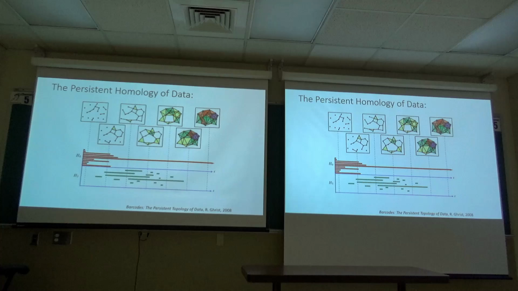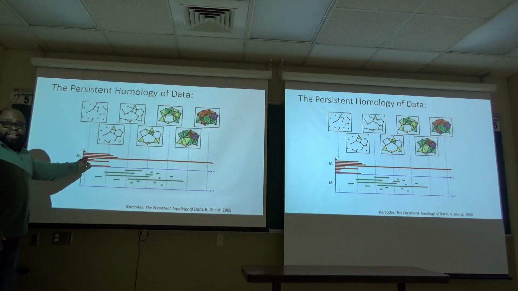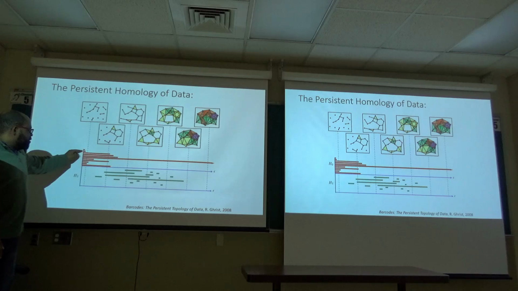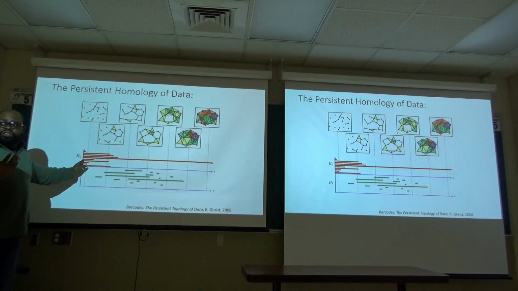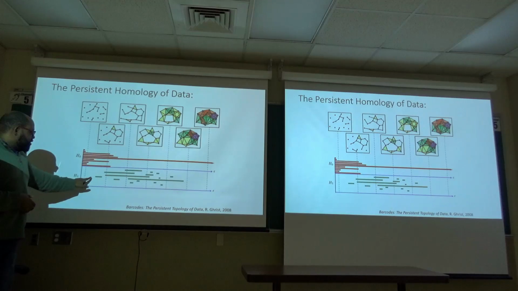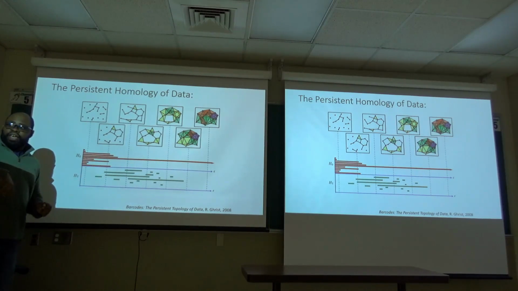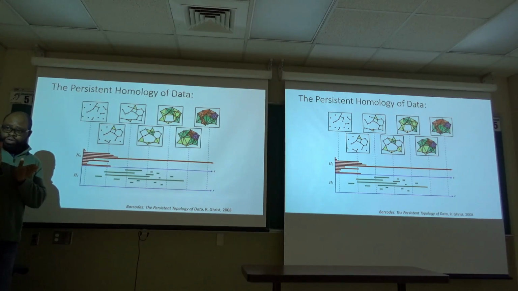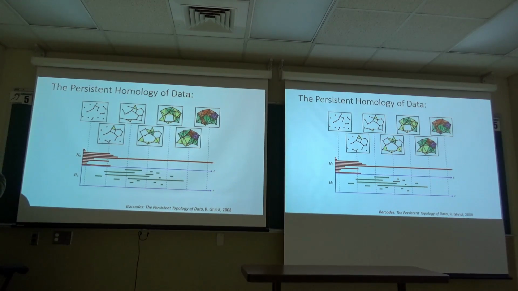Yeah, go ahead. I'm confused. Maybe I'm misinterpreting this. What's the y-axis on these graphs? Oh, yeah, that's a great question. The y-axis is meaningless here. I'm just saying each one of these lines is a disconnected point. In here, each one of these bars is just a loop that hasn't been filled in. The y-axis is meaningless. What matters is the x-axis that is telling you the scale at which I'm connecting things. Okay, thank you for the question.